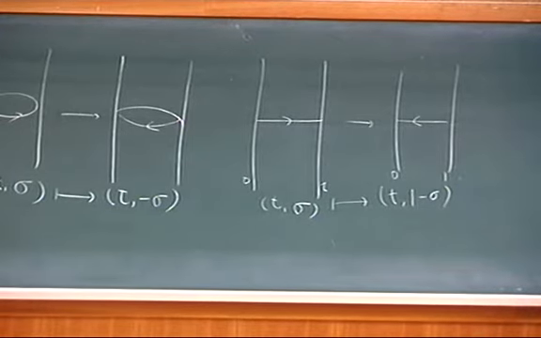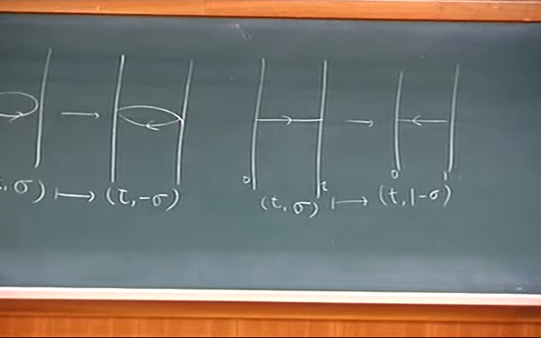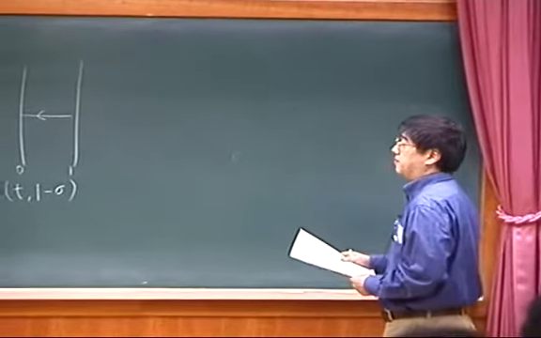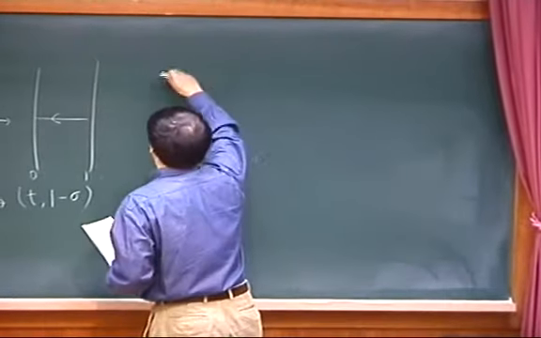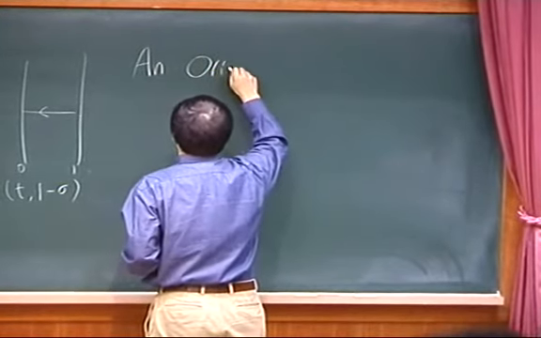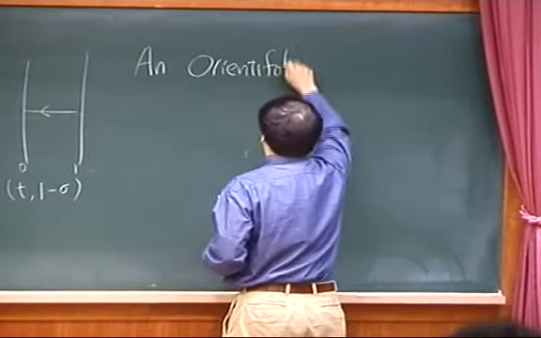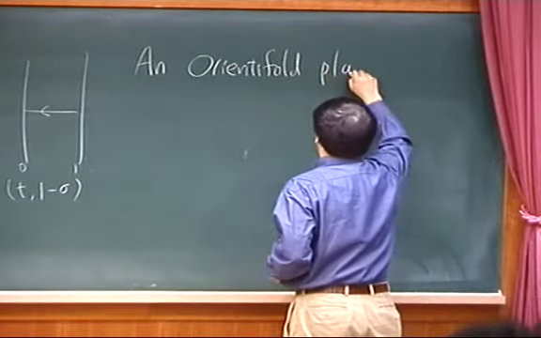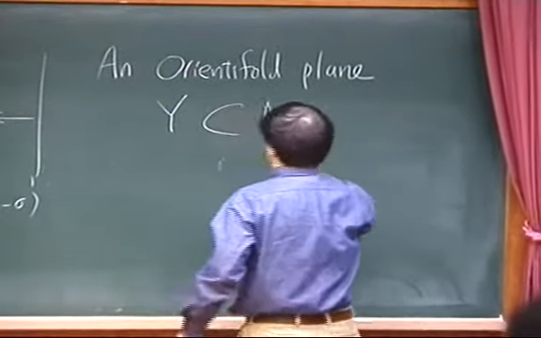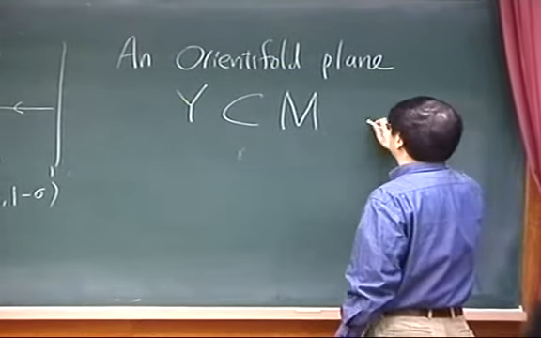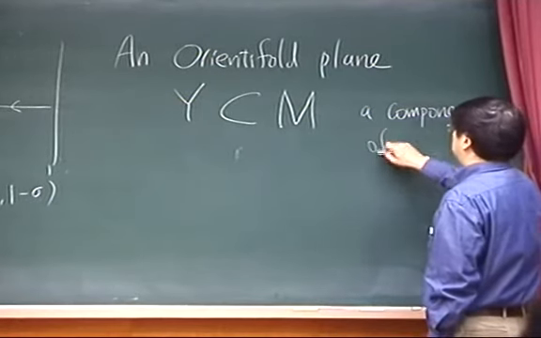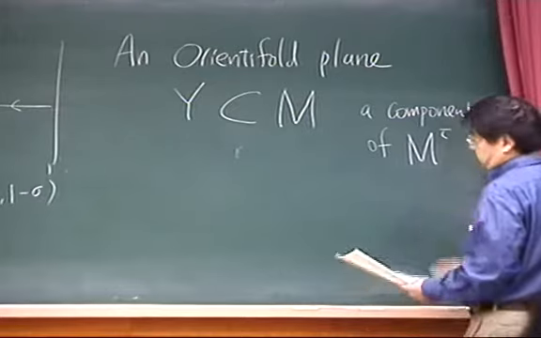And one important ingredient in this orientifold is a fixed point set of the involution, if there's such a thing. Tau can be fixed point free, but if there's a fixed point set, this itself is an interesting thing, and this is called an orientifold plane. Y is a submanifold in the target, which is a connected component of the fixed point set.